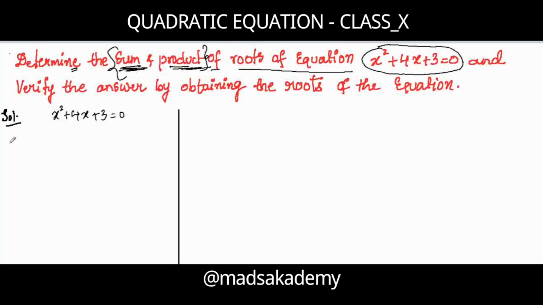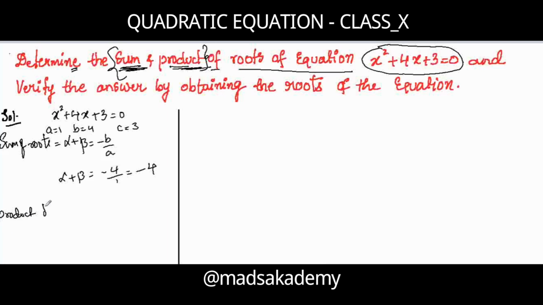as the product. So what is the sum of the roots formula? The sum of the roots is equal to alpha plus beta is equal to minus b by a. So from this equation, a equal to 1, b equal to 4, c equal to 3, right? So minus of b is minus 4 by 1. So alpha plus beta is equal to minus 4. Similarly, the product of the roots, alpha into beta, is equal to c by a is the formula. So c is 3 and a is 1. Therefore, I got alpha into beta is equal to 3. Very simple.